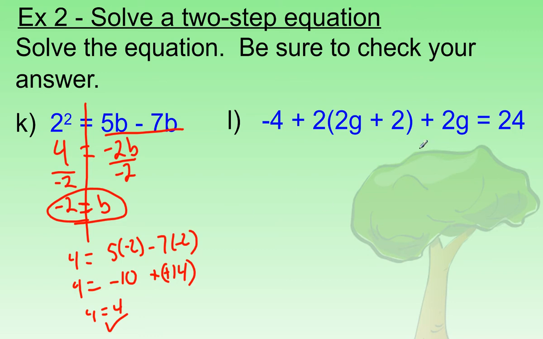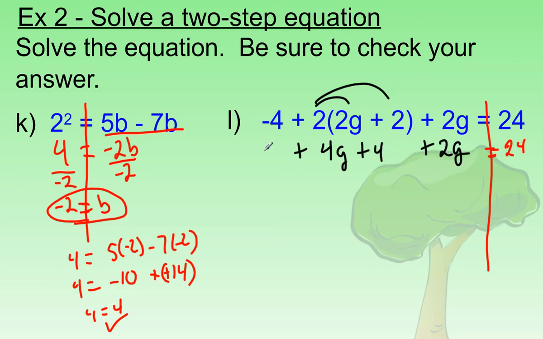All right. Letter L, the ugliest of the bunch. There's nothing over here. That's just 24. But on the other side, let's see. Distribute. Get rid of those parentheses. So that gives me a 4g plus 4 plus 2g. And there's a negative 4 out there. Let's see. I've got g's and g's. So 4g's and 2g's combined together give me 6g's.